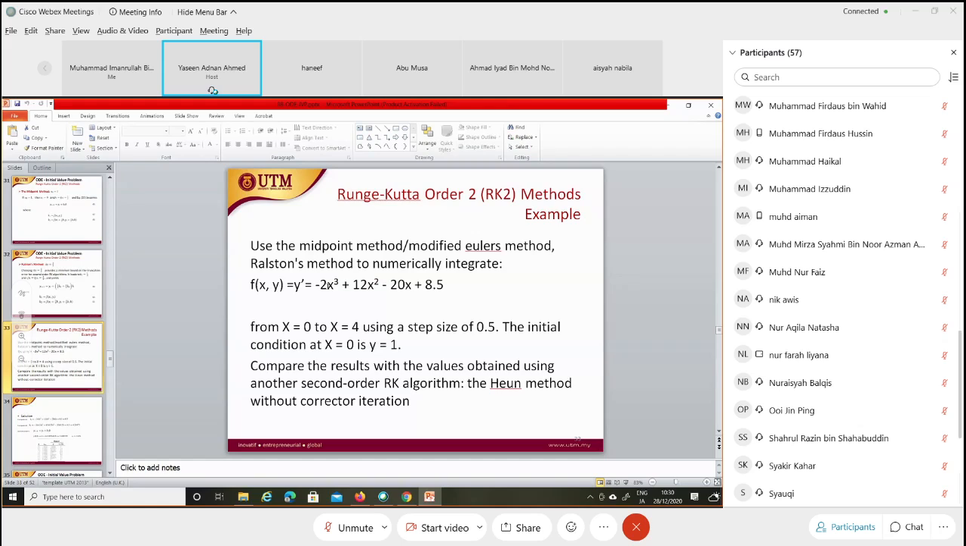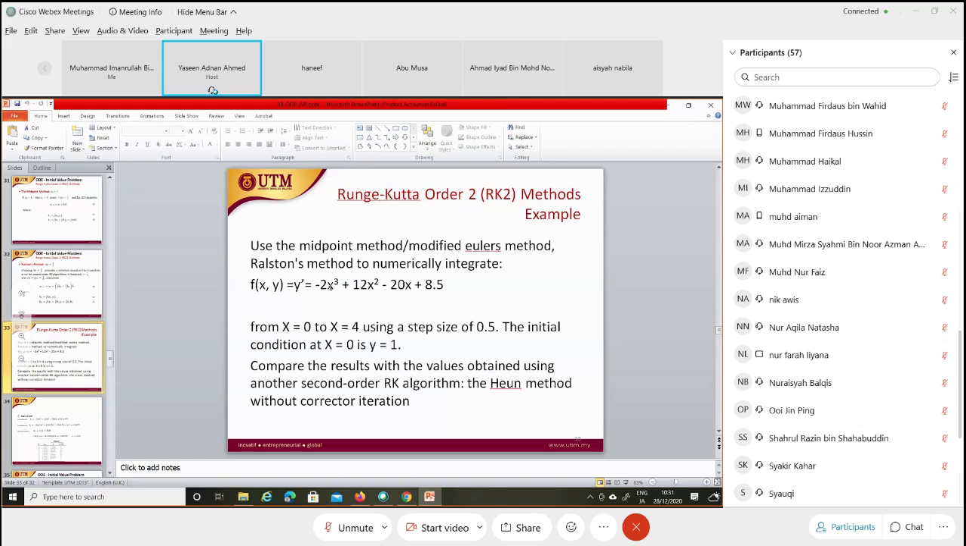So it could be like this, minus 2x cubed plus 12x squared y minus 20y plus 8.5. Then you can see that the function is actually x and y. But honestly, in this case, it's only x, right? But it could be a function of x and y. So at that time, you need to put x is equal to 0, y is equal to 1. Remember, because here we don't have the y value, that's why we just put x is equal to 0.